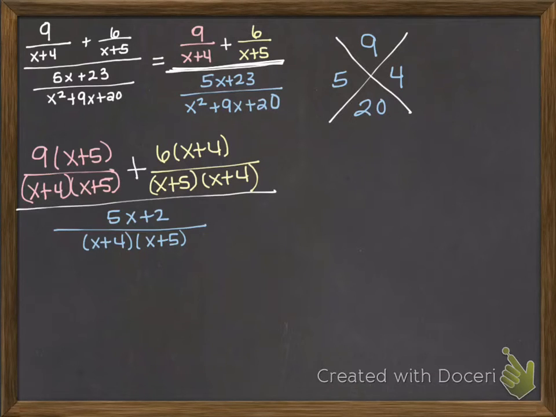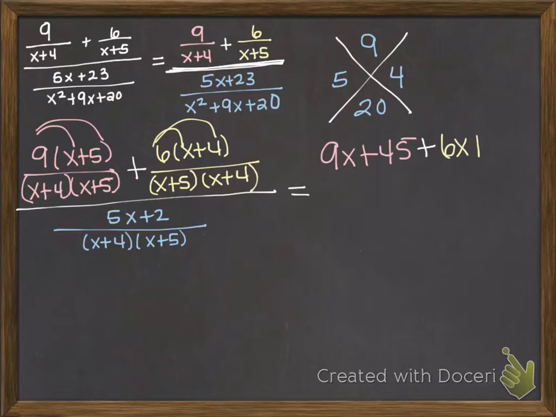Alright, well that equals, I'm going to simplify that numerator, so I'm going to distribute the 6, and I'm going to distribute the 9. So that will give me 9x plus 45 plus, in yellow, 6x plus 24. If you have this many colors at home, it really does help to write them in this many shades.